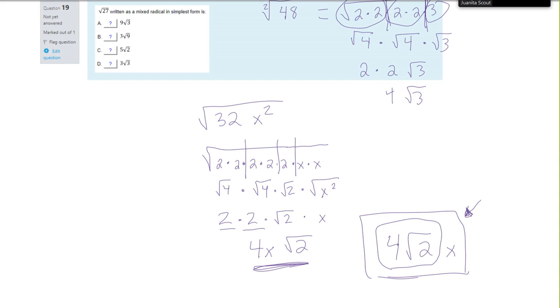I would have accepted either one, just because I wasn't really thinking about it. But if you think of it, usually we want all the number stuff together, and then our variables, so it would make more sense to do it this way. But either way, I would accept.